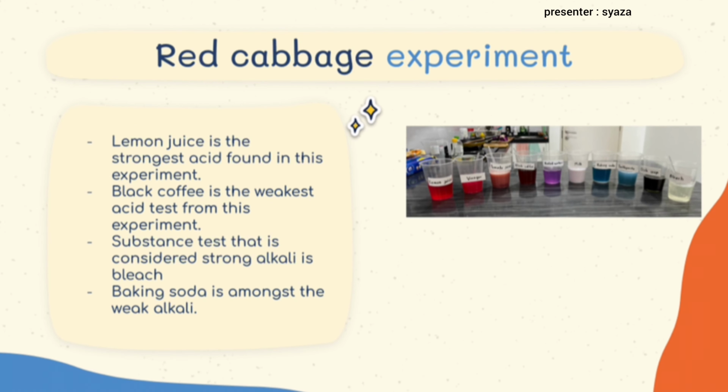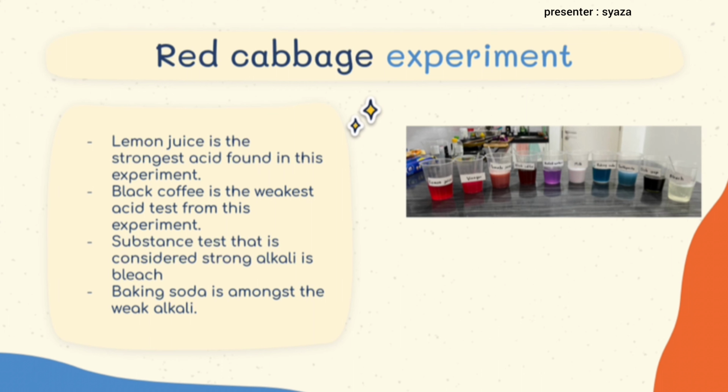Strong acid means an acid that ionizes completely in water to produce high concentration of hydrogen ions. For example, in this experiment, we can deduce that lemon juice is the strongest acid found in this experiment. Weak acid means an acid that ionizes partially in water to produce low concentration of hydrogen ions. For example, in this experiment, we can deduce that black coffee is the weakest acid tested.